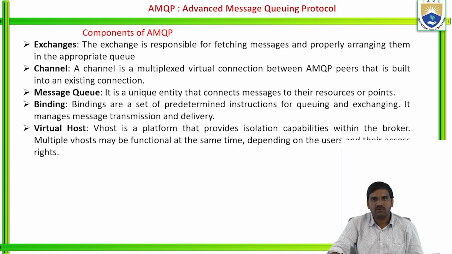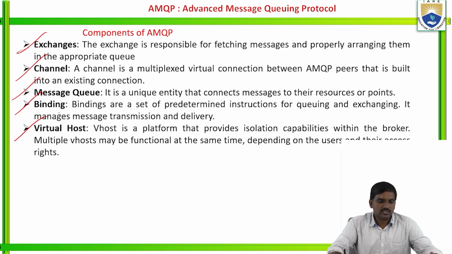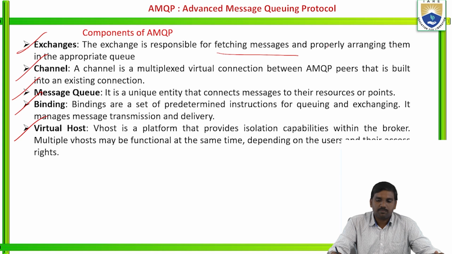The components of AMQP are basically exchanges, channel, message queue, binding, and virtual host. So what is an exchange? The exchange is responsible for fetching messages and properly arranging them in the appropriate queue. That is the exchange. And channel: a channel is a multiplexed virtual connection between the AMQP peers that is built into an existing connection. So that is the channel.